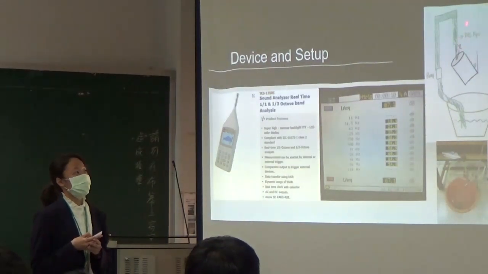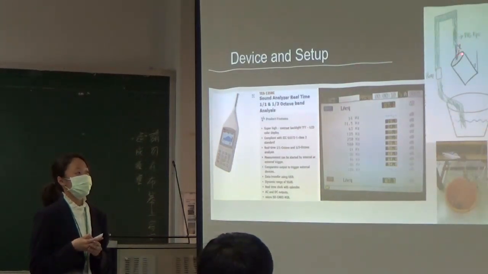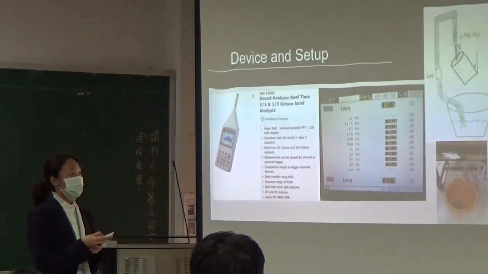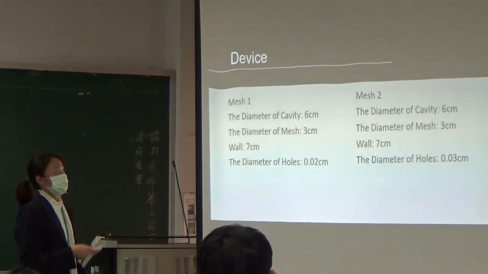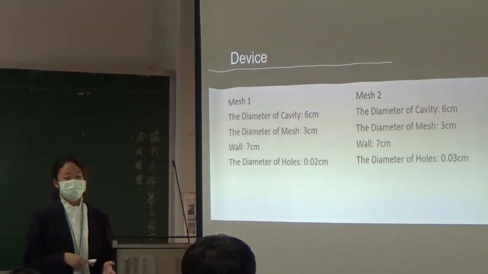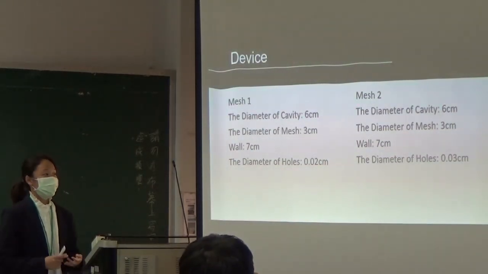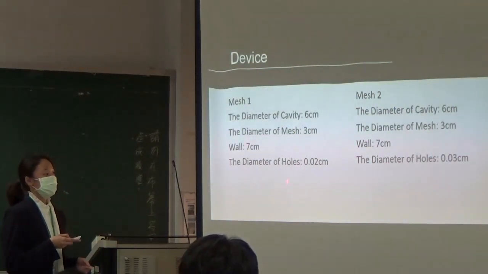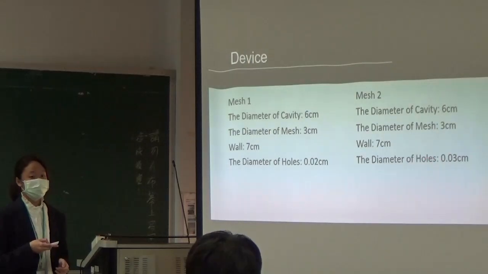We use a mesh and a pipe, and the water flows from the pipe and hits the middle of the mesh. To maintain the velocity of flow, I also use a pump to maintain the stream. So for the device, I use mesh 1 and mesh 2. For the properties, in both mesh 1 and mesh 2, the diameters of the cavity and mesh walls are all the same. The only difference is the diameter of the holes, which is 0.02 cm for mesh 1 and 0.03 cm for mesh 2.